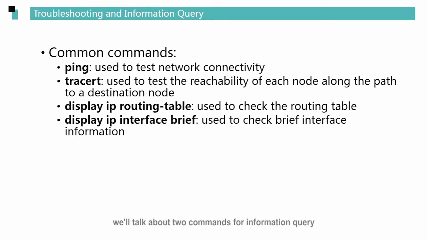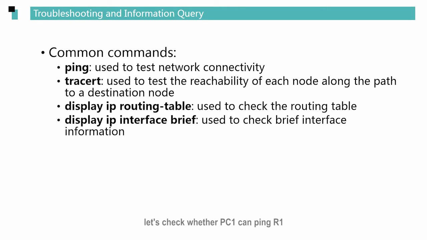Next, we will talk about 2 commands for information query. To check the routing table, run the display IP routing table command. To check brief interface information, run the display IP interface brief command. Now, let's add two PCs to the network. The IP address of PC1 is 192.168.1.1/24, and its gateway is 192.168.1.254. The IP address of PC2 is 192.168.2.1/24, and its gateway is 192.168.2.254.